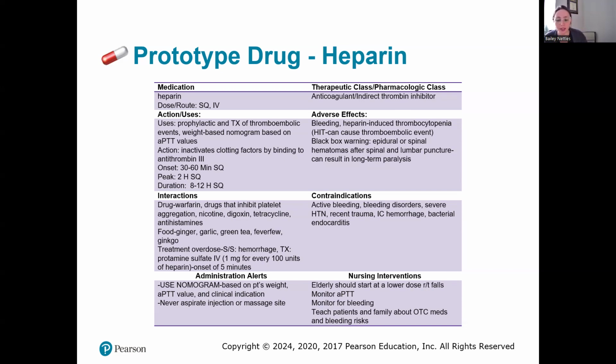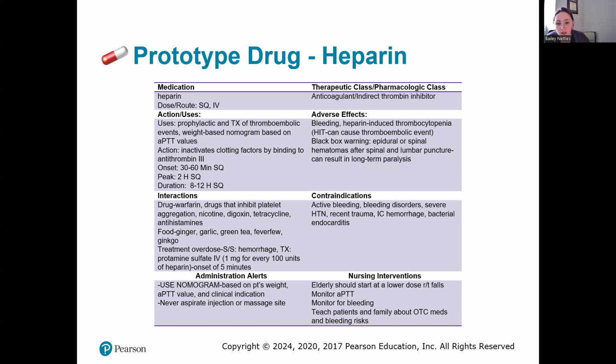Okay. Contraindications. If I'm actively bleeding, if I have a bleeding disorder, okay. If I have severe high blood pressure, because severe high blood pressure can lead to a hemorrhagic stroke, and then I'm going to bleed out because I'm on heparin. If I have a recent head trauma, because I could be bleeding in the brain. If I have an intracranial hemorrhage, because I can have an increased risk of bleeding. Bacterial endocarditis is another one.